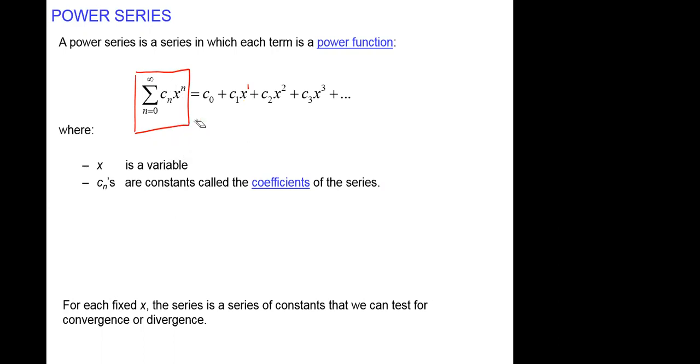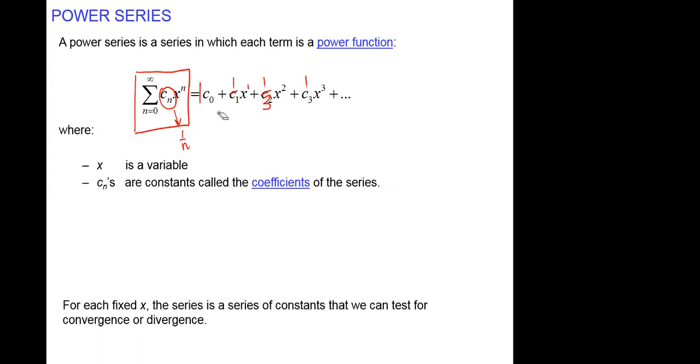So x will be the variable. We don't really know it; it's not a given number, it's just x. And c sub n will be the given value, the constant, the coefficient. Sometimes it will depend on n. For example, we may have the formula 1 over n.